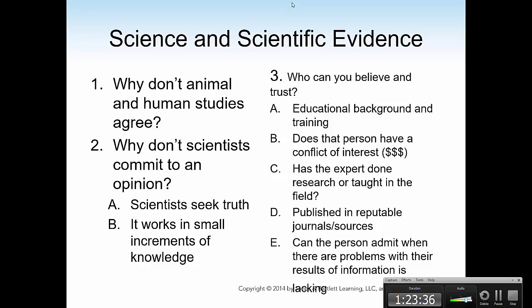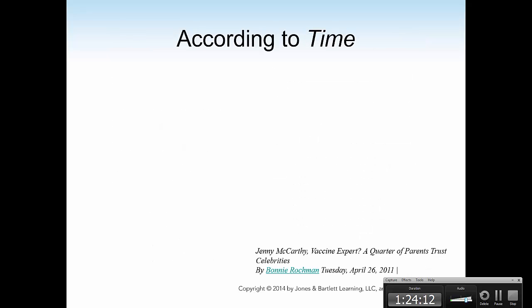When it came to climate change, a lot of the experts against climate change had a real vested interest in disagreeing with a lot of the evidence. Has the expert done research or taught in the field? Have they published in reputable journals and sources? Can that person even admit that there might be a problem with their results, or that information is lacking, or maybe someone who disagrees with them might have a point? Those people are hard to find, but try to find that.